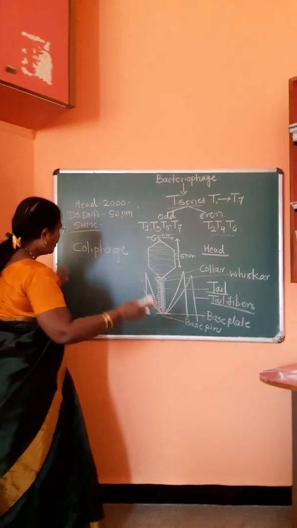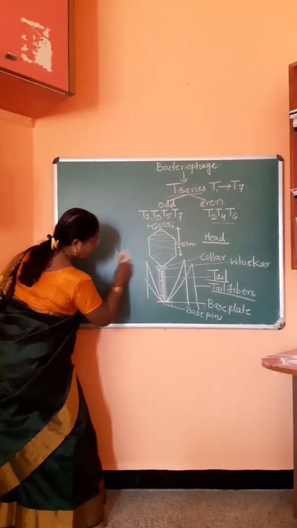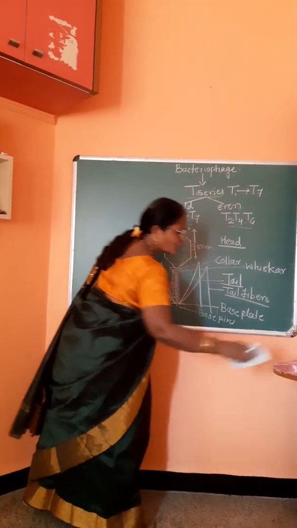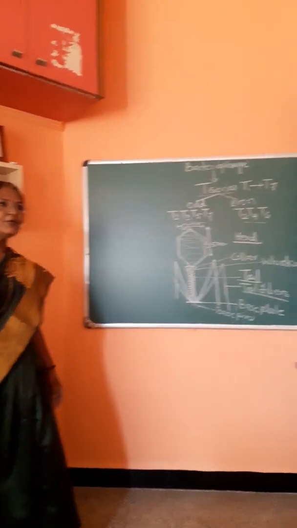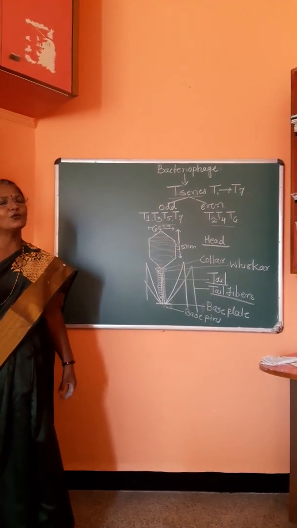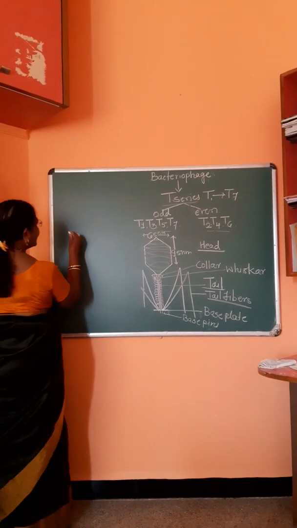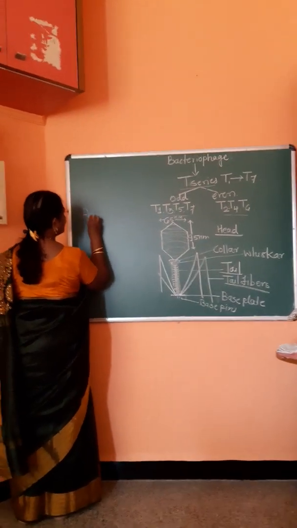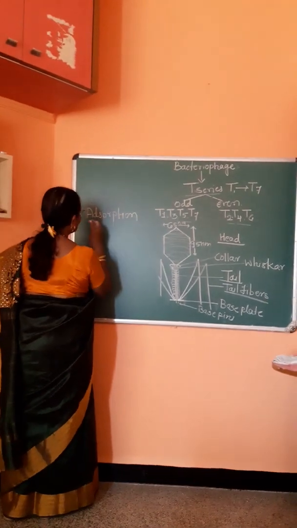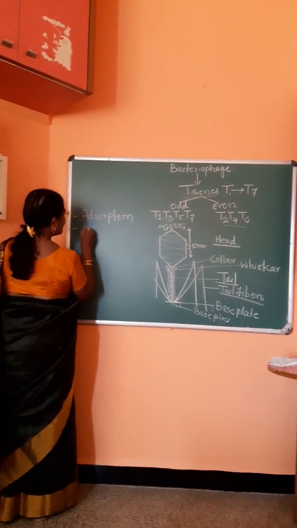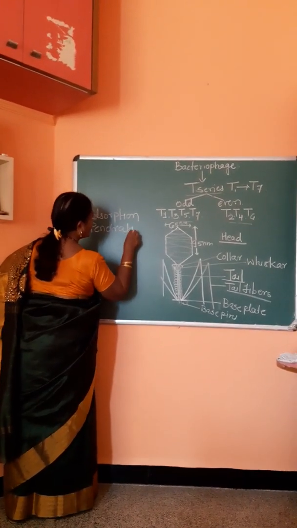Now, along with this, you have to study the reproduction of bacteriophage. When we study the reproduction of any virus, the virus shows some basic steps. Which are these steps? The first one is called adsorption. The second stage is called penetration.